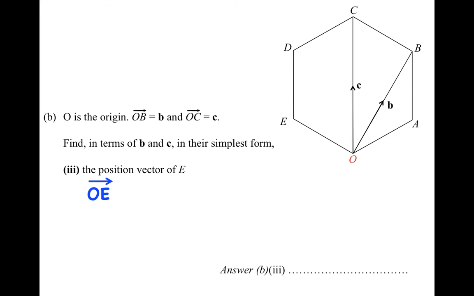So one way to get there is starting at O, go up one C vector to point C, and then from there go backwards along a B vector to get to point E. So from O to E we can achieve that by doing a C and then a minus B, a backwards B. So the answer is C minus B. The position vector of E is C minus B.